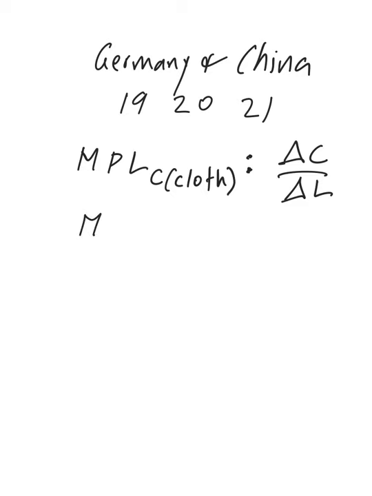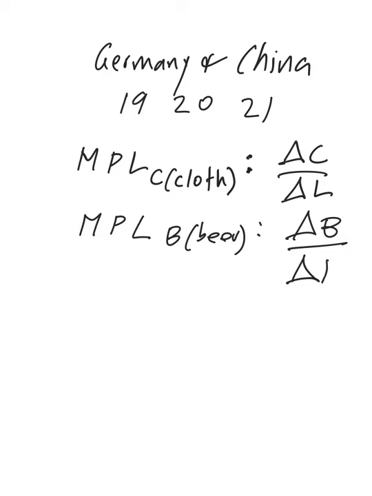And likewise, MPLB, where this is beer, is the change in beer divided by the change in labor. So if the delta L is 1, that means if I add 1 more unit of labor, how many more units of beer do I get? So these questions are actually using MPLC divided by MPLB. So what happens when you do that division? This is what you get.